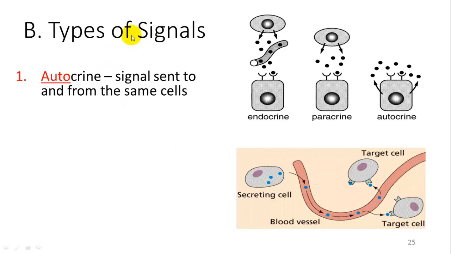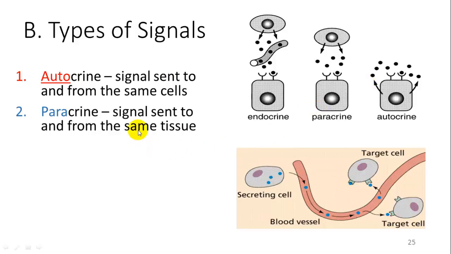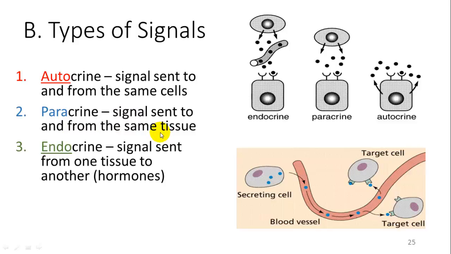Now, there are different types of signals. An autocrine signal is one sent to and from the same cell. So it could be from one side of the cell to the other. A paracrine signal is sent within the same tissue, so it would be from one muscle cell to another muscle cell within the same muscle. And then endocrine is a signal sent from one tissue to another. This is what the endocrine system is made of, a bunch of organs that send ligands and molecules as messengers to other cells where they are received by their receptors.